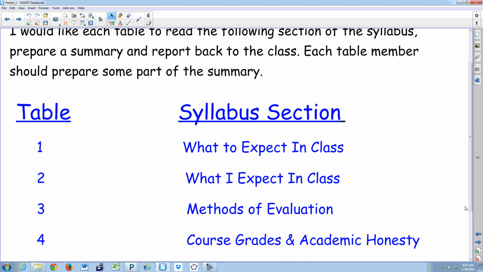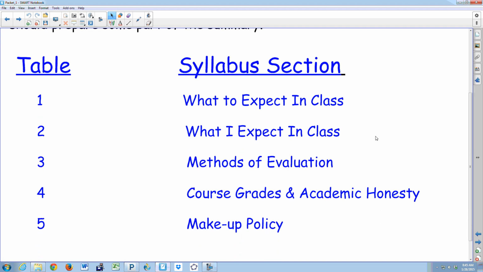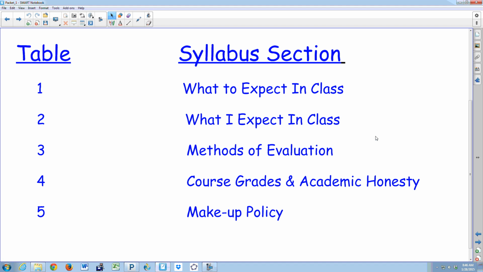All right, so here's your table assignment. Your table 1, your table 2, this is forever known as table 3, table 4, and table 5. What I would like you to do right now is have each table read the syllabus section that goes along with your table number. Each of you can read it, and then you're going to report back to the class in a few minutes. Each of you will report some information about that, so you'll have to coordinate who's going to say what quickly. Take some notes or underline. All 5 tables have one of these to do, and I'm going to give you maybe 5 minutes to look that over.